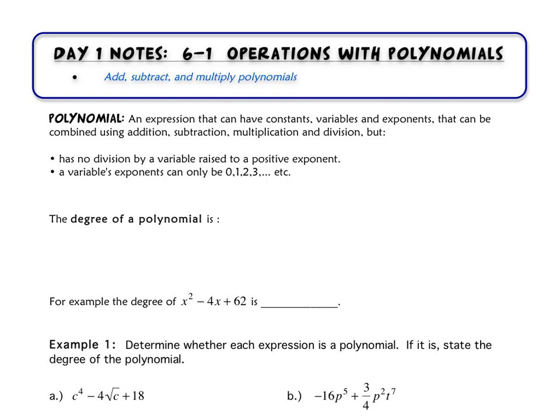Hello, welcome to Day 1 Notes, the second part of 6.1, Operations with Polynomials. Today what we're going to be doing is adding, subtracting, and multiplying polynomials. So let's begin by defining a polynomial.